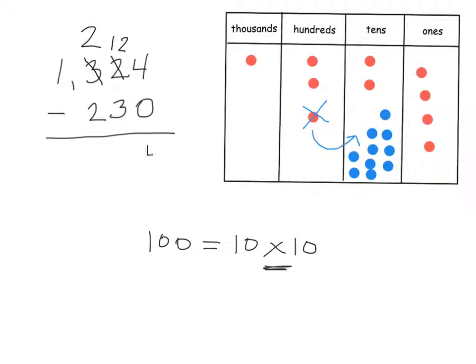4 minus 0 would be 4. I'm able to subtract my tens now because I have 12 tens. If I subtract 3 of them, I will have 9 tens. If I subtract 2 hundreds, I now have 0 hundreds, and I still have 1,000 left. So my answer is 1,094.